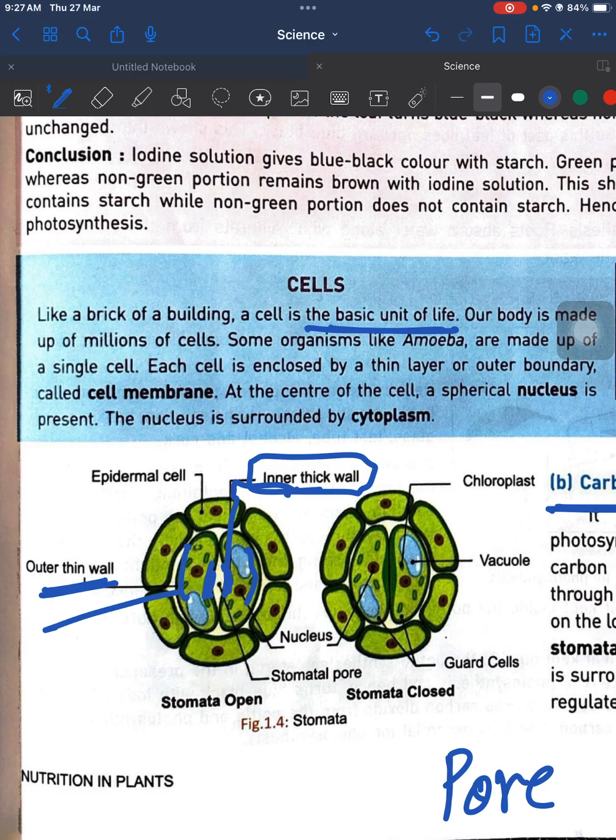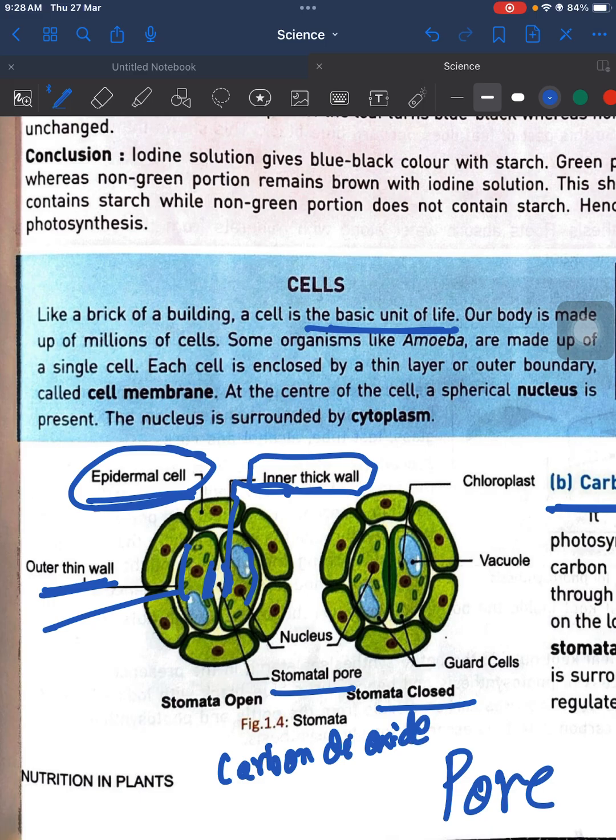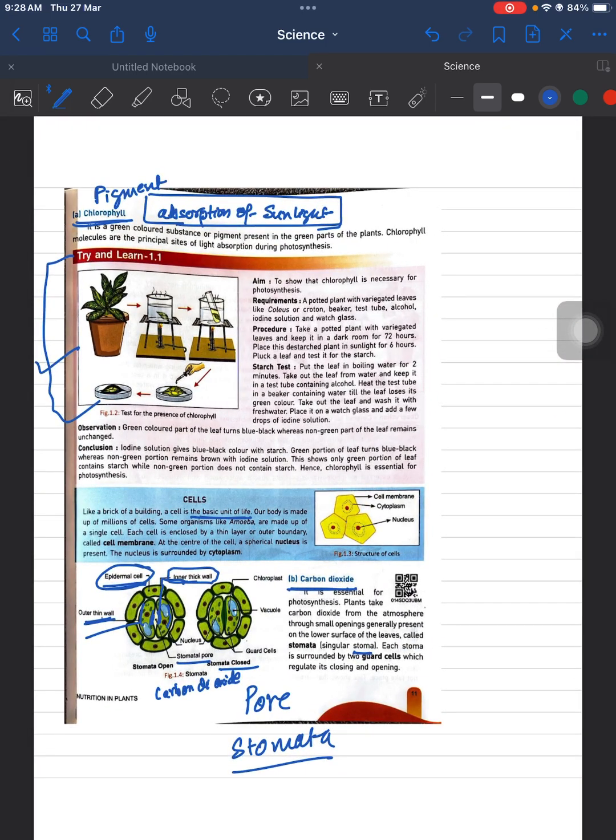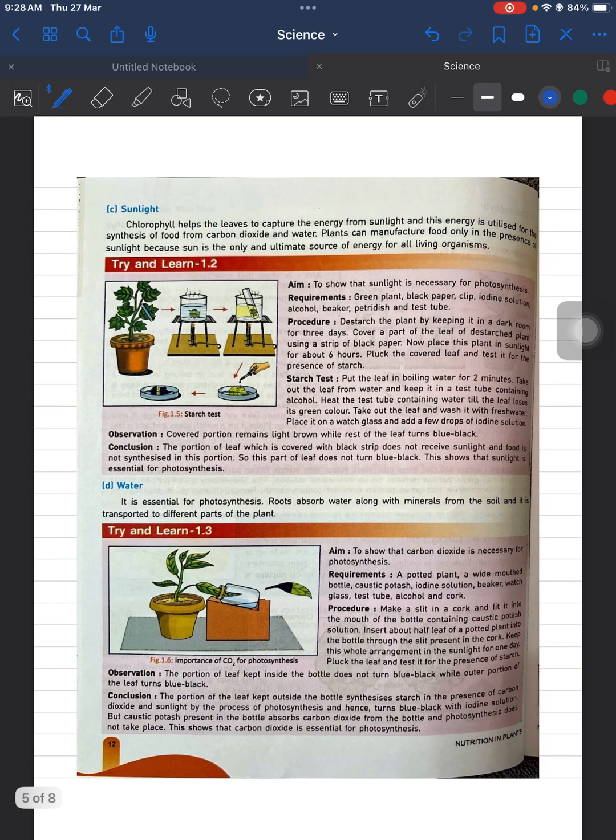Okay, and the guard cell is surrounded by many other cells which are called epidermal cells, and the pore is called the stomatal pore. When it is open, we can see the pore, but when the stomata is closed, the pore is closed, and guard cells help in opening of stomata. When it is open, carbon dioxide can enter the plant. Now we can prove that carbon dioxide is required for photosynthesis by this experiment.